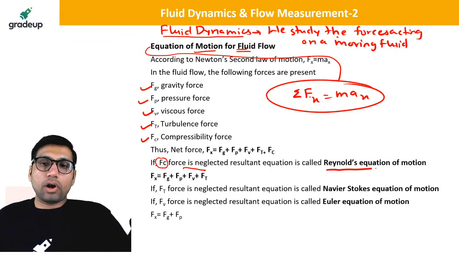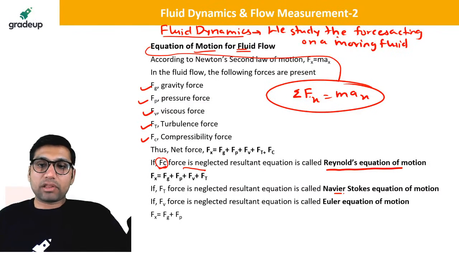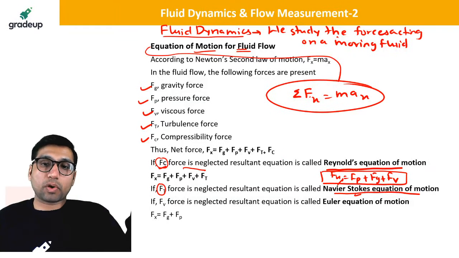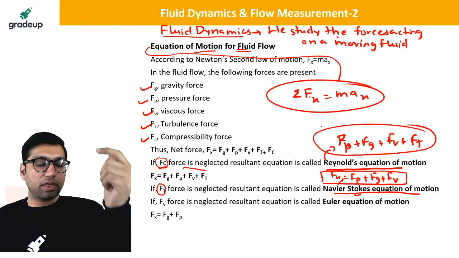Now, when we write Reynolds equation of motion, the compressibility force is neglected. When we write Navier-Stokes equation of motion, the turbulent force is neglected. So Navier-Stokes equation of motion will have the pressure force, gravity force, and viscous force only. These are the only three forces in the Navier-Stokes equation, while the Reynolds equation of motion has pressure force, gravity force, viscous force, and turbulent force. These are the four forces in the Reynolds equation of motion.